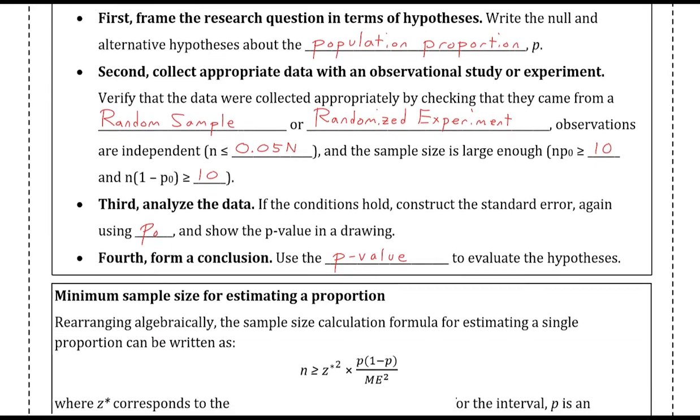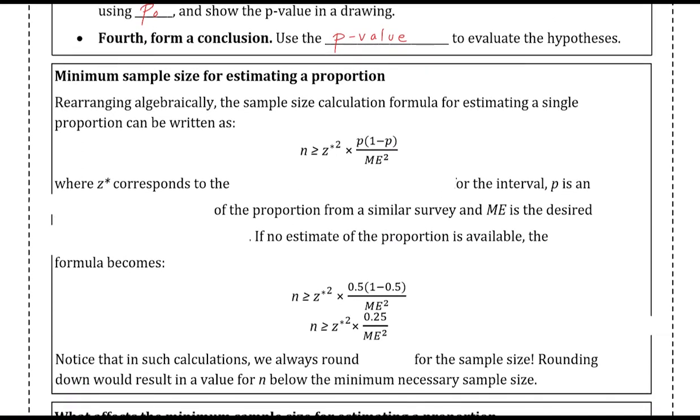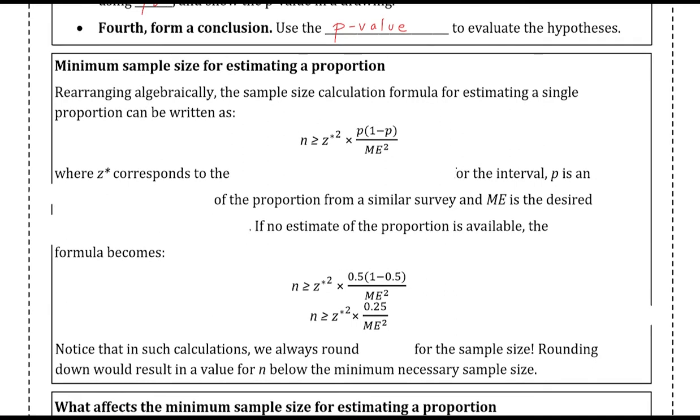If we take the formula for confidence intervals covered in the previous lecture and solve for the value of n in the margin of error algebraically, we find the sample size calculation formula for estimating a single proportion. This is shown here as little n is greater than or equal to z star squared times p times 1 minus p divided by the margin of error squared. Here, z star corresponds to the confidence level for the interval. For example, if we were doing a 95% level of confidence, we would typically be using 1.96 for z star.